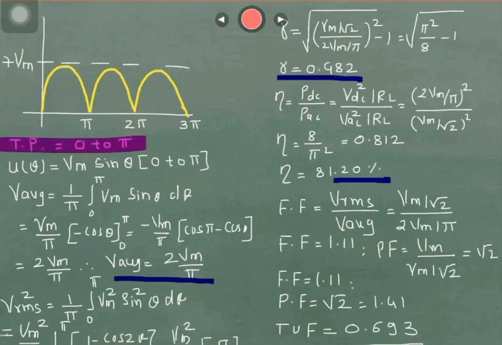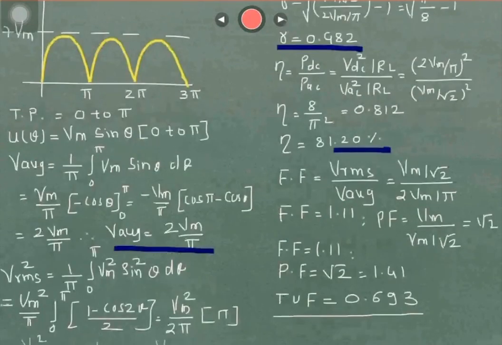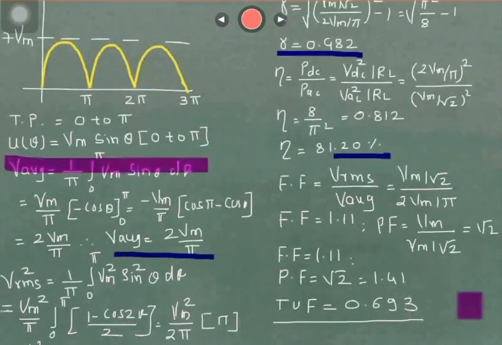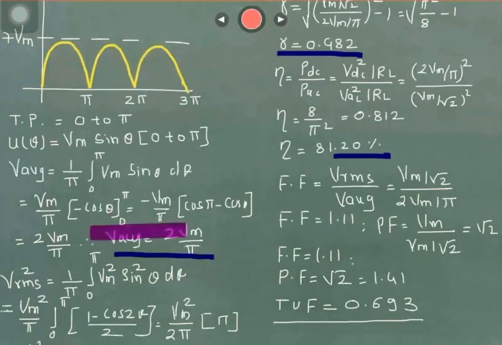Now let us write down the average and RMS equation. So we know that V average is equal to 1 upon pi integration from 0 to pi Vm sin theta. Once you solve it, you are going to get an answer of V average. V average is nothing but VDC I am talking about. So you are going to get an average value of V average is equal to 2 Vm upon pi.